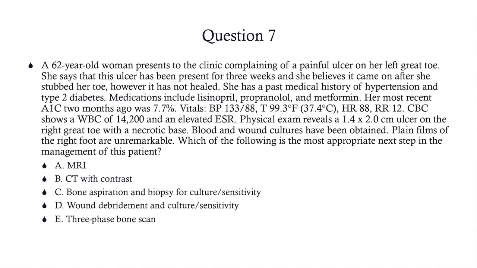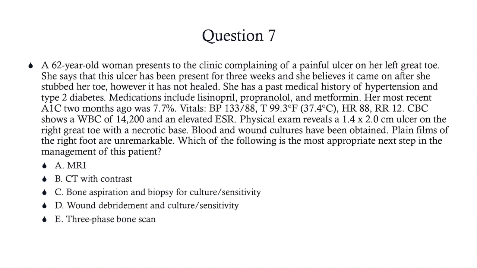What is that? It's a little high, right? That roughly corresponds to a chronic 180 milligram per deciliter glucose. Vitals, she's a little hypertensive. Temperature is a little bit high, but not really super febrile. Heart rate 88, respirations 12. CBC shows a white count of 14.2 and an elevated sed rate. Physical exam reveals a 1.4 by 2 centimeter ulcer on the right great toe with a necrotic base.